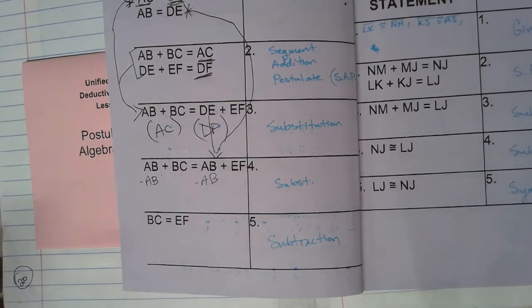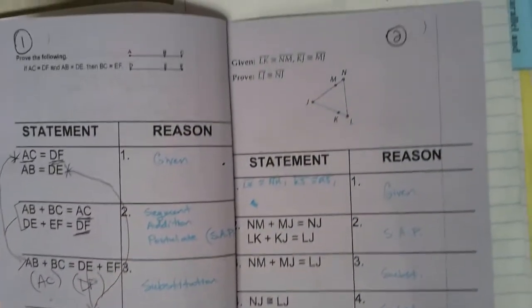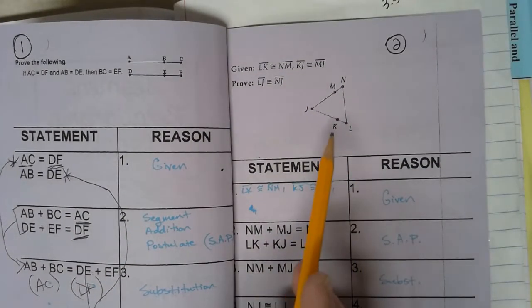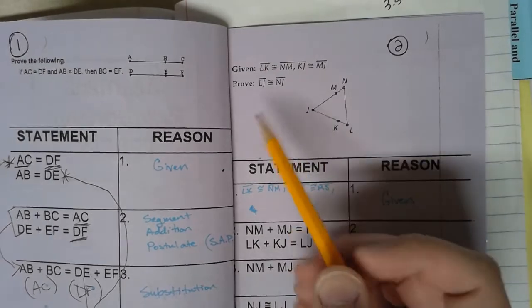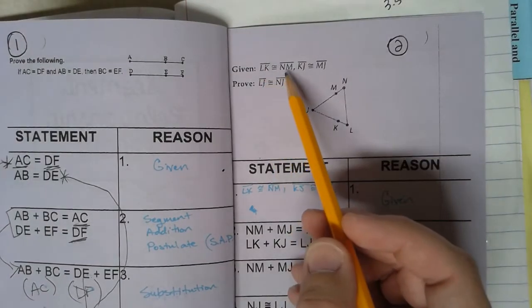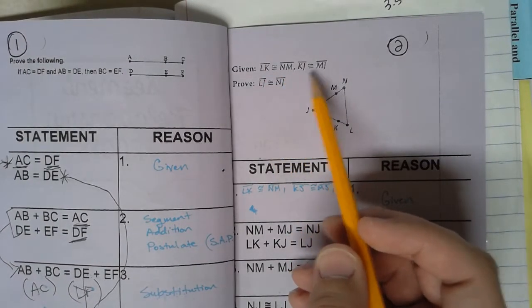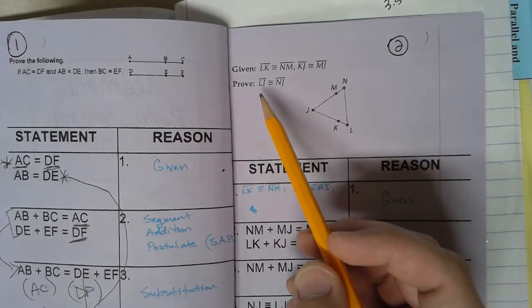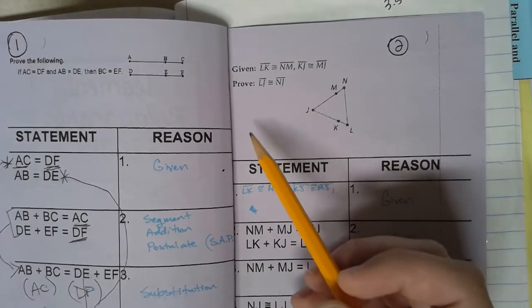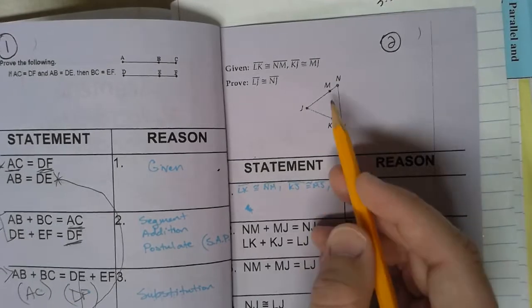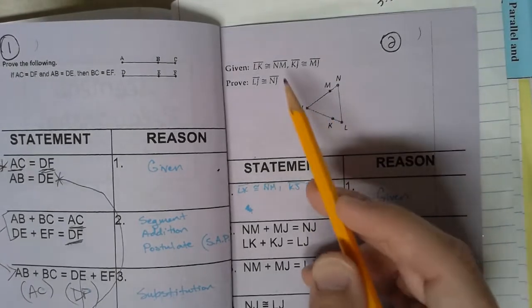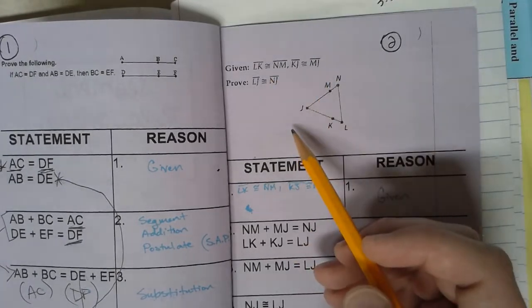All right, so let's look at the next one. Let's look at page 2. On page 2, we're given this figure, and we're told, given that LK is congruent to NM and KJ is congruent to MJ, we need to prove that LJ is congruent to NJ. If we look at our triangle right here, we know exactly what they're talking about when they're using all of these different segments.